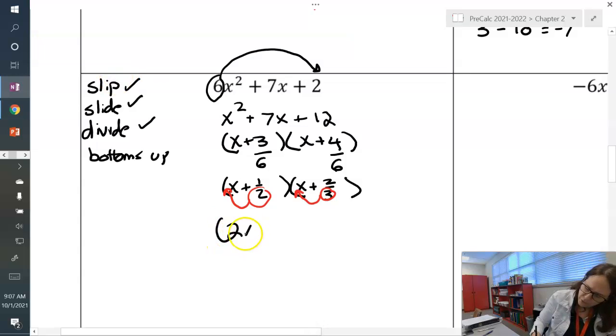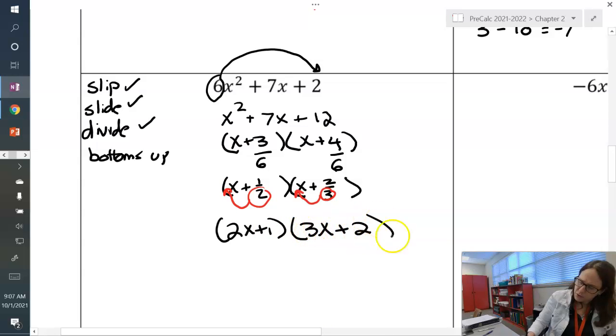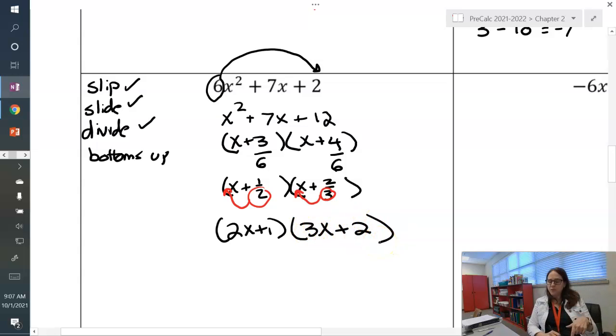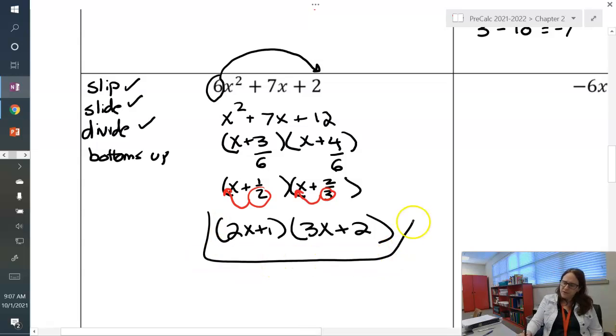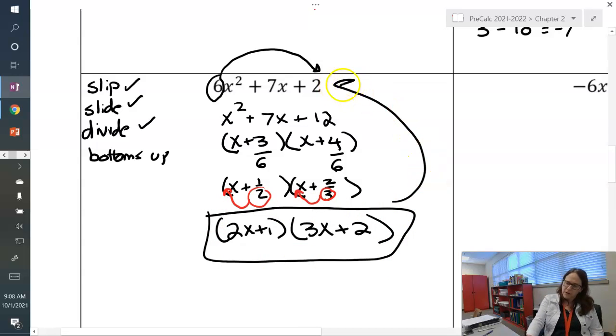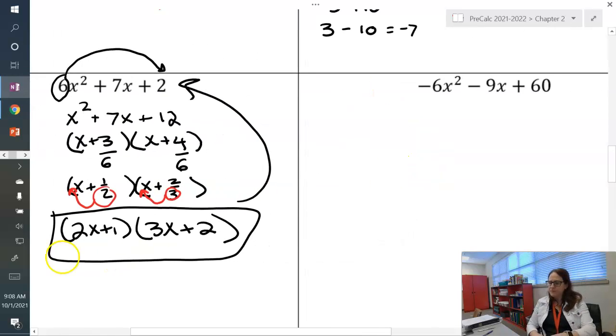So 2x plus 1. My 2 slid in front, and that just left the 1. 3x plus 2. The 3 slid in front, and that just left the 2. That is the factors of our original, right up here. Slip, slide, divide, bottoms up.